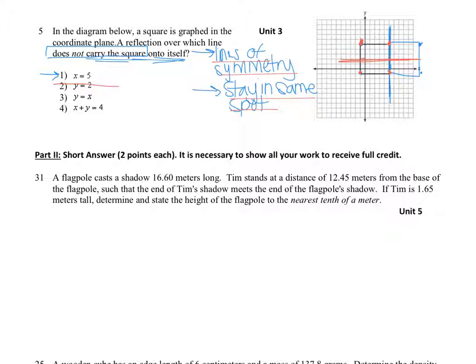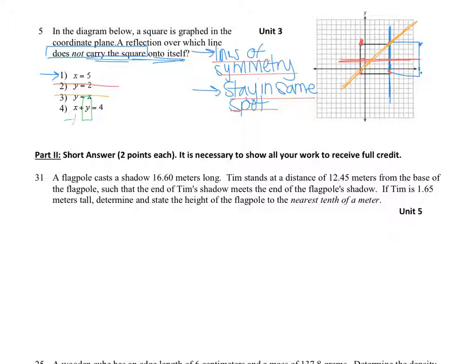So I'm going to get rid of choice 2. Choice 3 says y equals x. That's the line that goes right through the origin, up 1 over 1. And the diagonal of a square is a line of symmetry. So that one's gone. And for this last one, people choose this because x and y are on the same side, and this is an equation in a different form than what you see in the other ones.